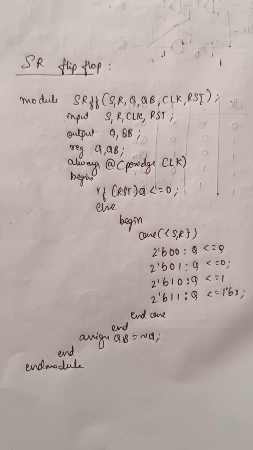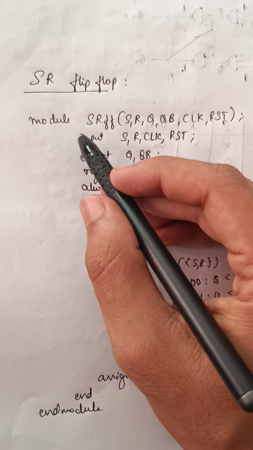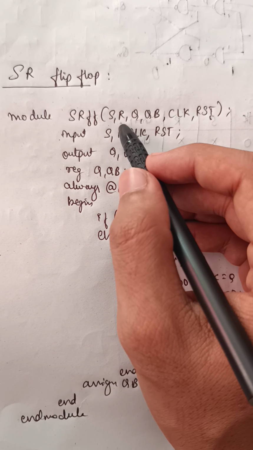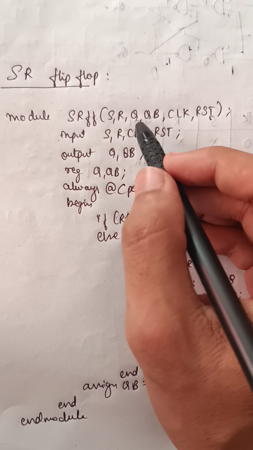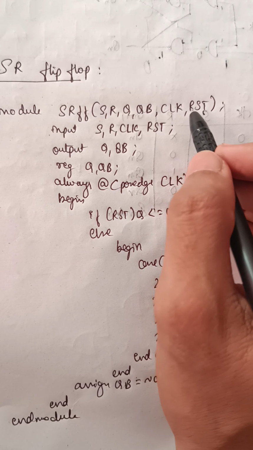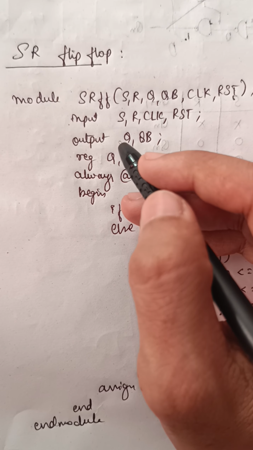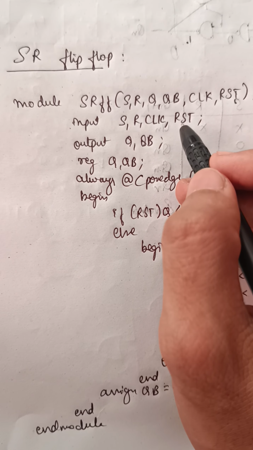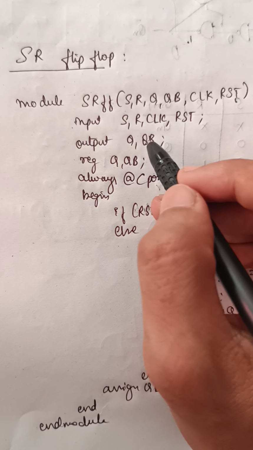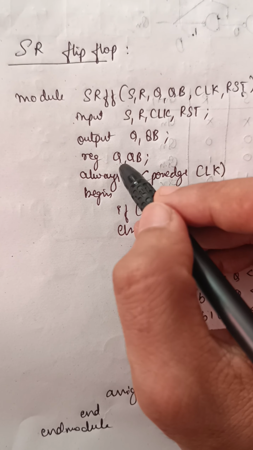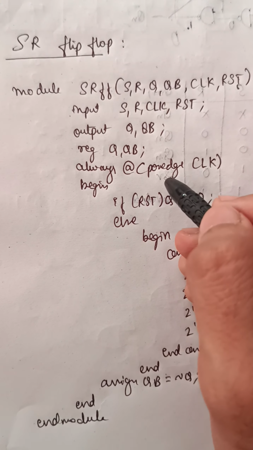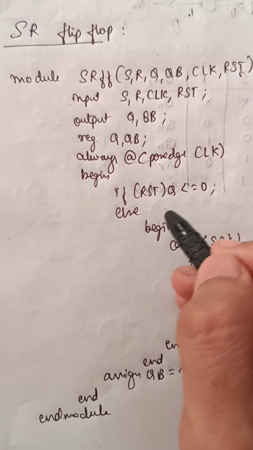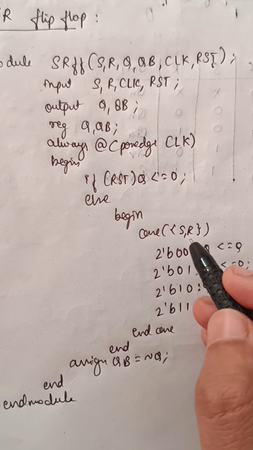Here is the HDL program for the SR flip-flop. Here the module name is SR flip-flop, S and R are inputs, Q and QB are outputs, and clock and reset are also inputs. Here we are declaring the inputs as S, R, clock and reset, and outputs are Q and QB. And registers Q, QB. Always at positive edge of clock begin, if reset then Q less than or equal to 0, else begin case of SR.